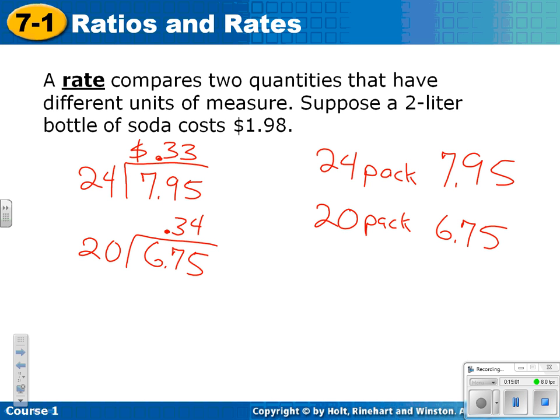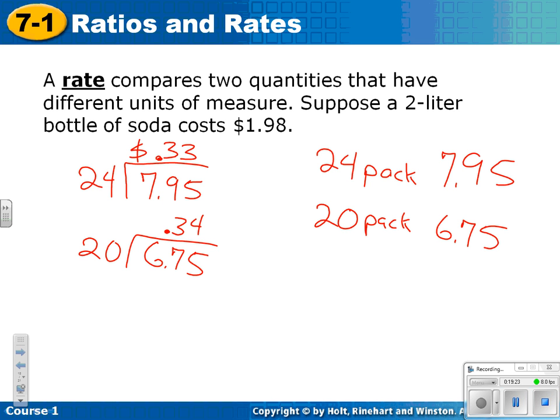This is why unit rate is important. We've got to know which one. To be a good shopper, you have to be able to find out which is my better deal. Yes, in this case, with the 24 pack, the bigger amount, you got a price break. That isn't always the case.